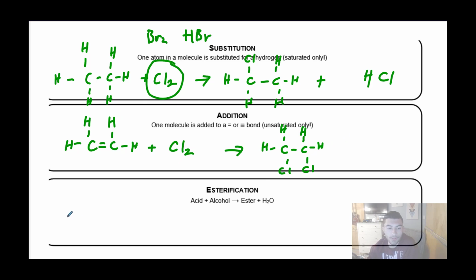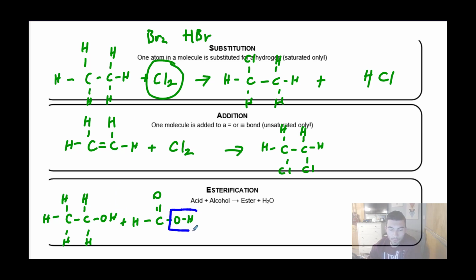And then esterification is the more difficult of the 3. Remember, esterification, where we take an alcohol, I'm going to draw ethanol here, and an acid, I'm going to use methanoic acid just for convenience. And we add those together, and this is a dehydration synthesis. So remember here, the OH from the acid and the H from the alcohol break off, and they form H2O.